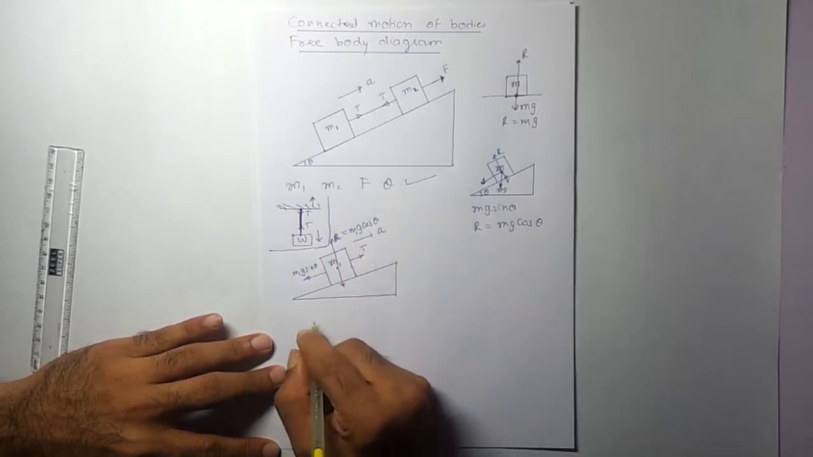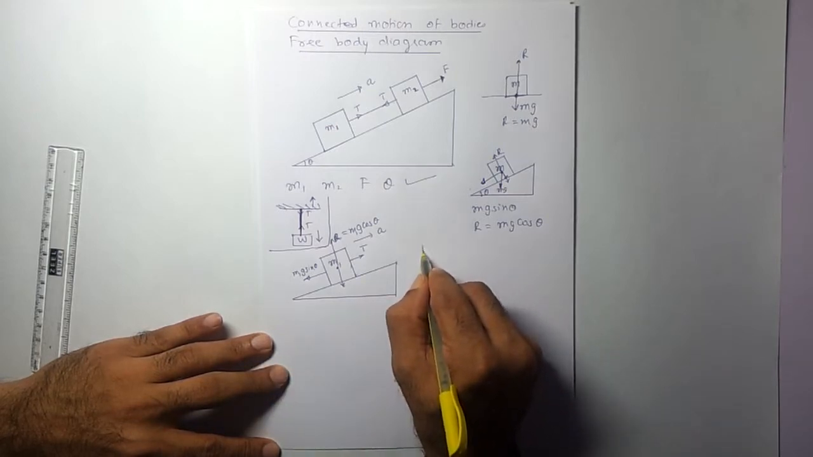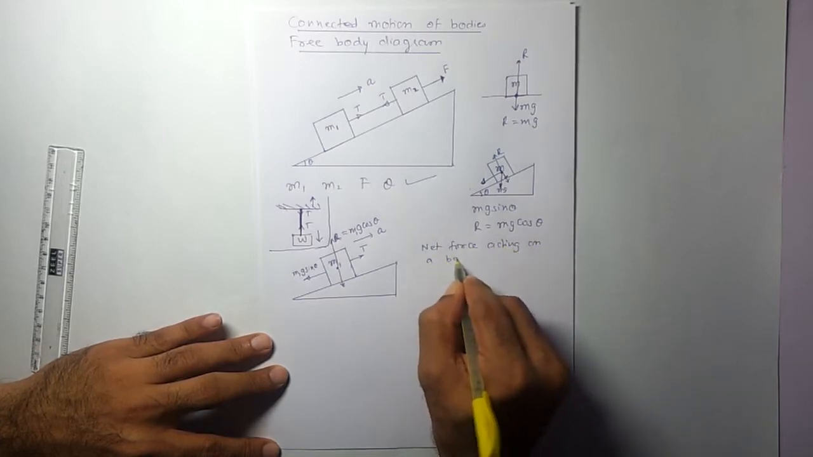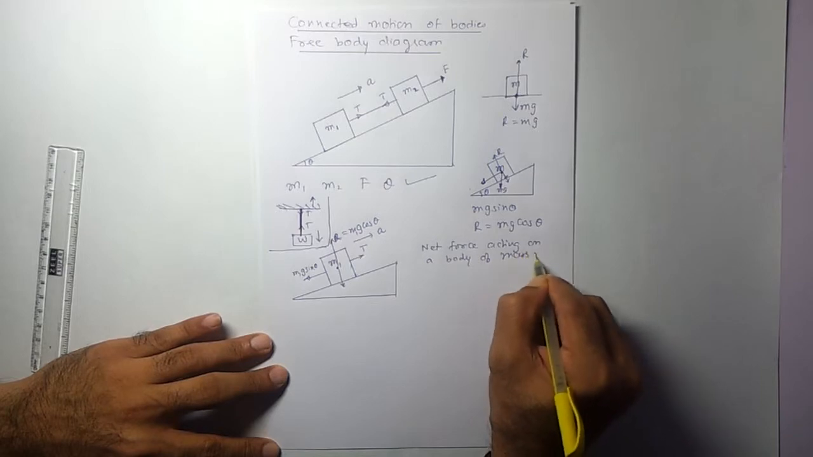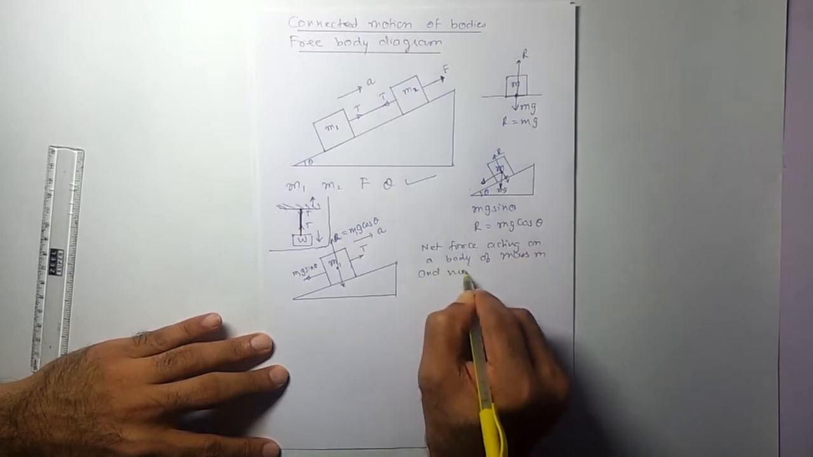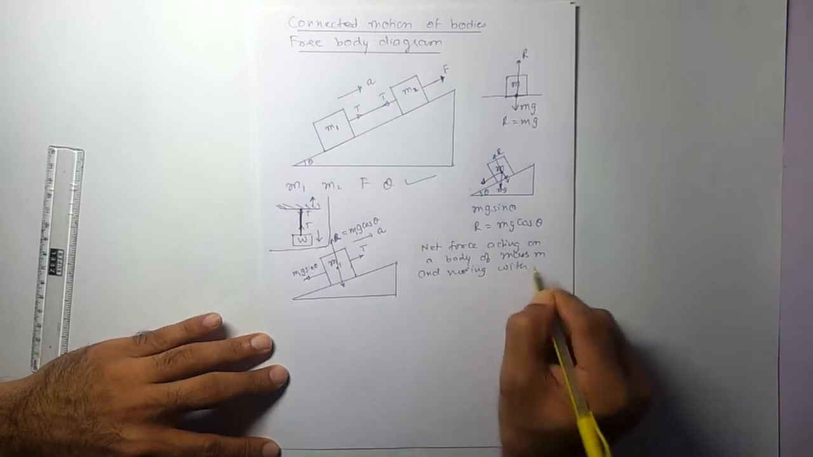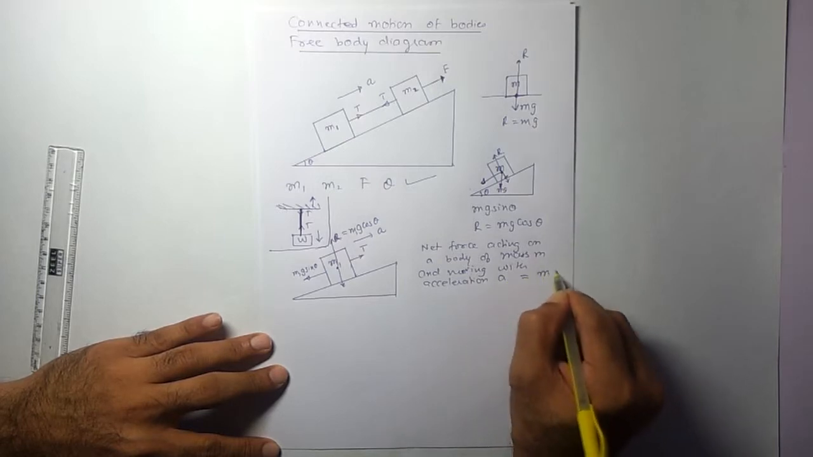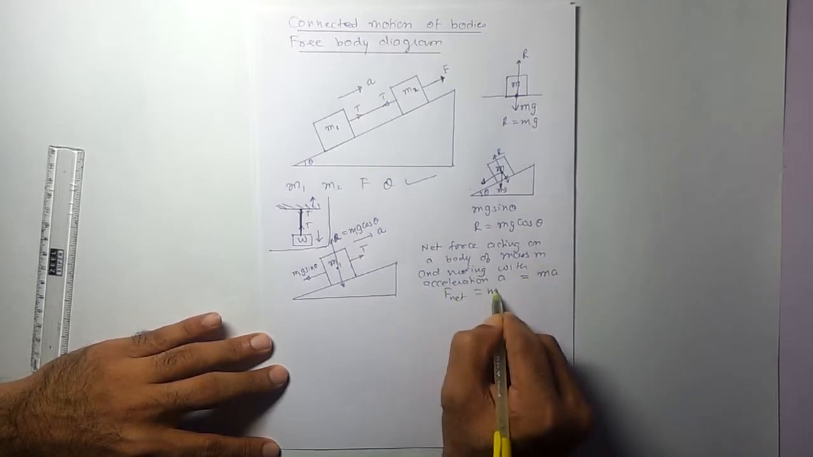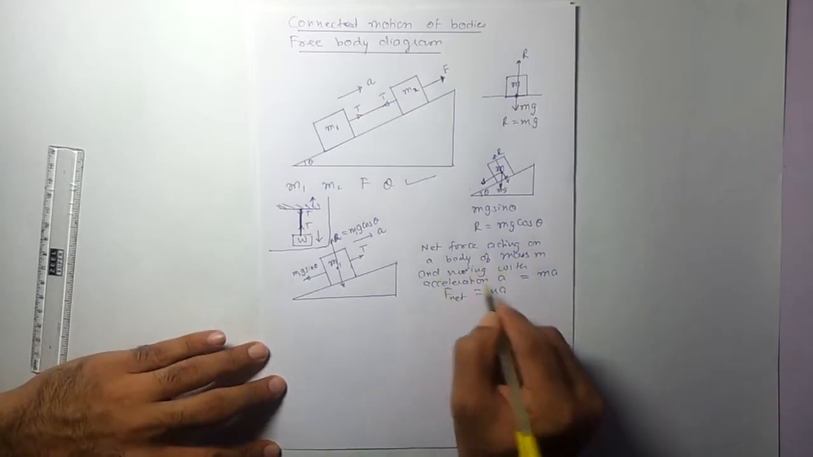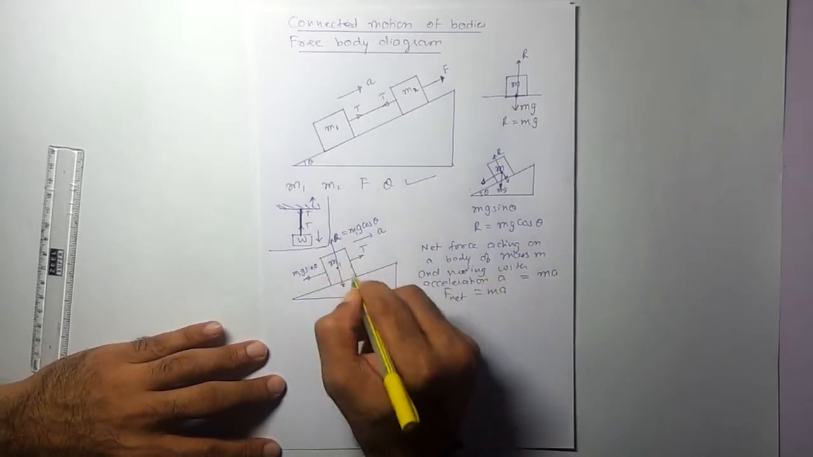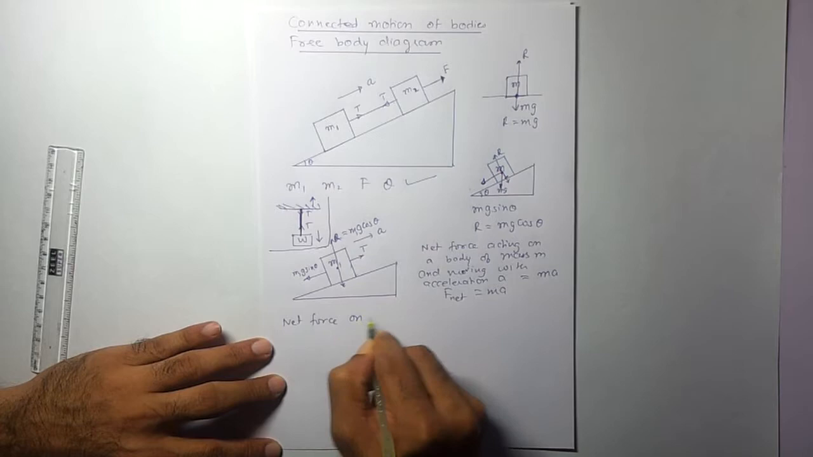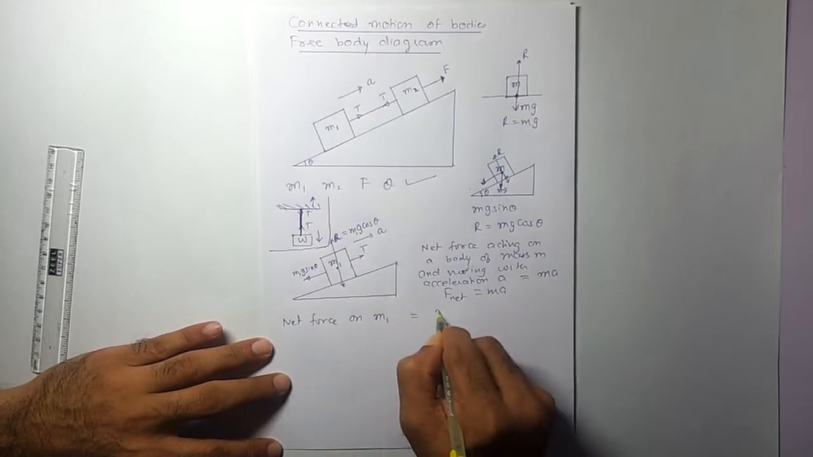Now, we know that the net force acting on a body of mass m and moving with acceleration a is equal to m times a. So F net is equal to ma, right? We know that by Newton's second law of motion. So if this particular mass m1 is moving up with an acceleration a, the net force on m1 will be equal to m1 into a. That would be the net force.